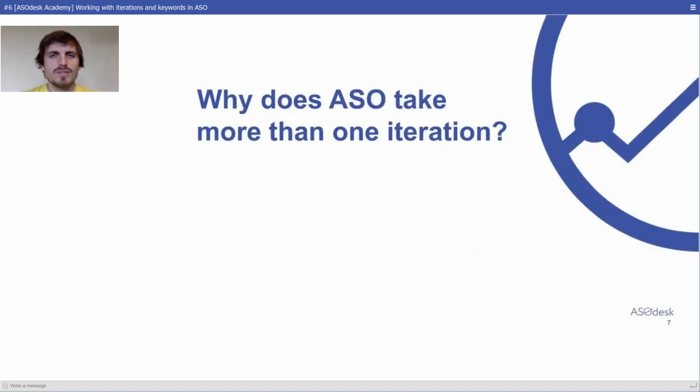I've been talking about this a lot, so now I would like to check whether you have listened to me attentively. So guys, why do you think ASO takes more than one iteration? Your thoughts. Why is App Store optimization a continuous process, and why won't one iteration, or even two iterations, give us any results? So, your ideas?